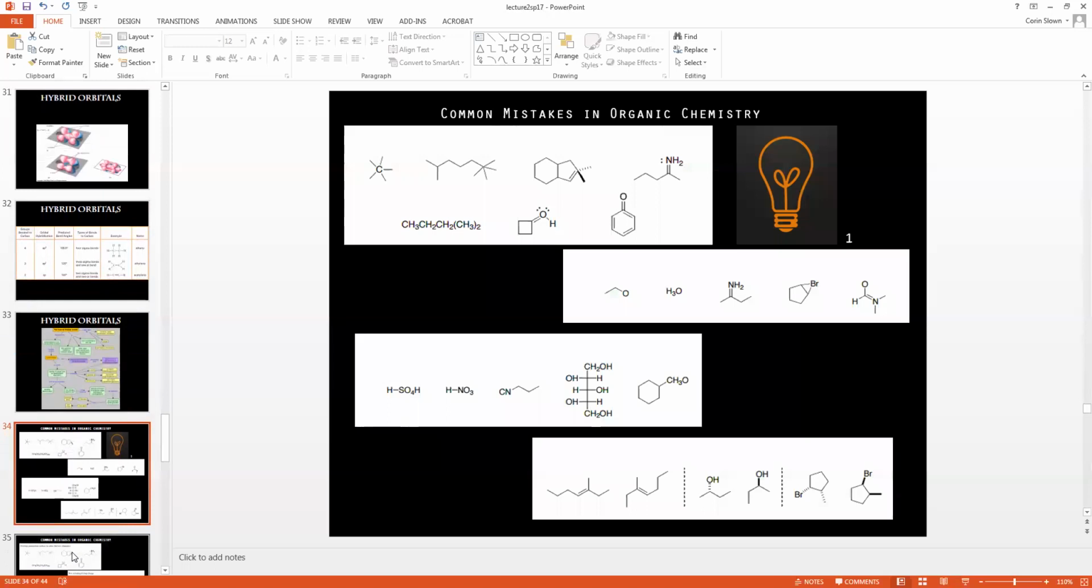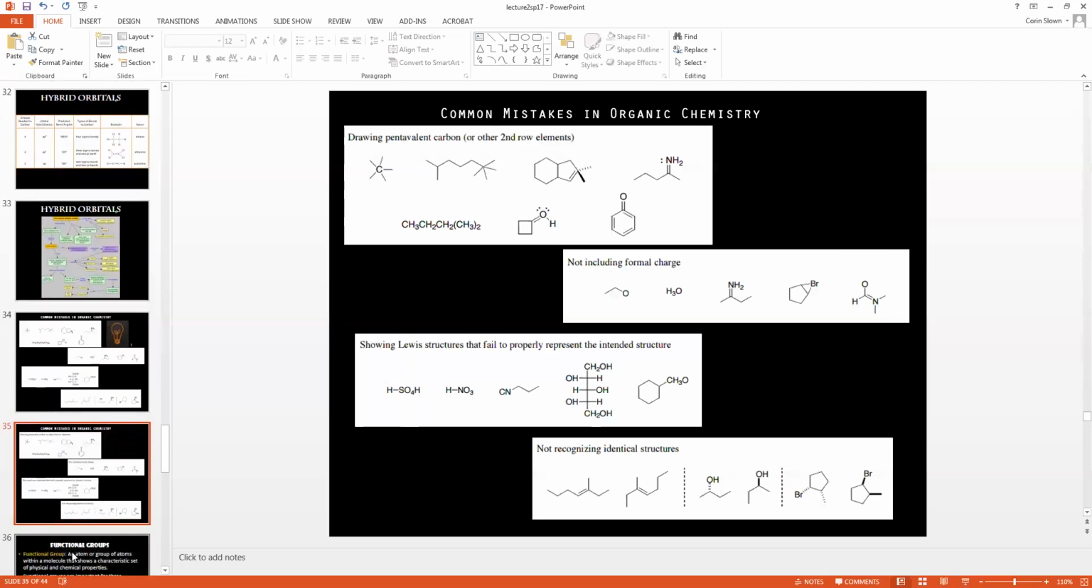I want you to take a moment and see if you can spot the common mistakes in organic chemistry. Can you figure out where the mistakes are? Again, take a pause if you need. So for the top block, it's drawing a pentavalent carbon or other second row elements. For the second block, it's not including formal charge. For the third block, it's showing Lewis structures that fail to properly represent the intended structure. And for the last block, it's not recognizing identical structures.